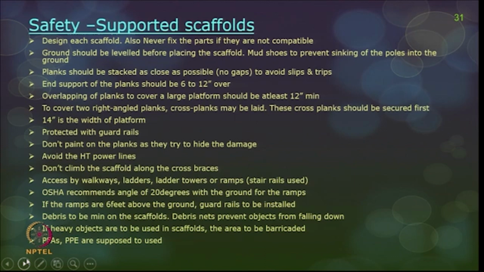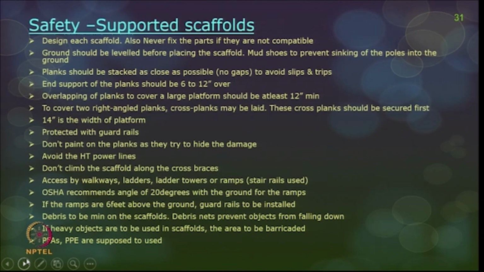Number 1: all the scaffolds should be designed and constructed properly. If you want to get a commercially manufactured assembly, then you should not have parts from different manufacturers that you try to fix on site. It should be from a single manufacturer, or it should be compatible so that the couplings and others are easily fastened. Otherwise they are not advisable to be used in construction sites. Design each scaffold properly, and never fix the parts if they are not compatible with each other.